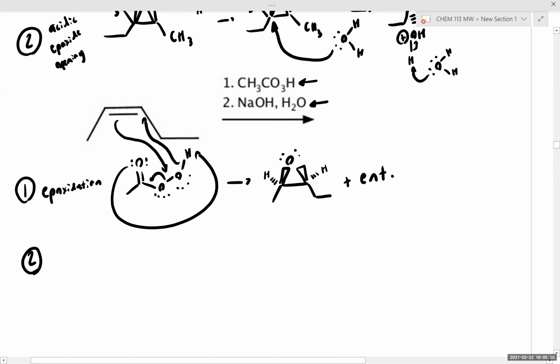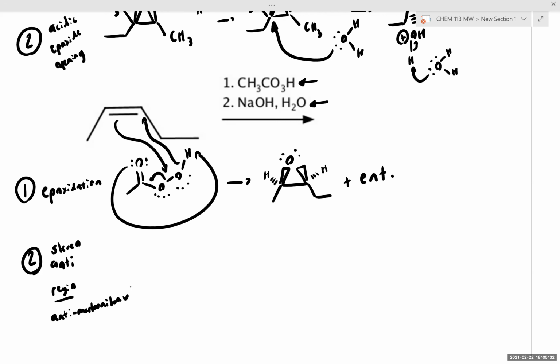So we see a lot of students commenting that we have anti-stereo control. And in terms of regio control, it's also anti-Markovnikov. What do we call the reaction conditions for the second step? What type of reaction is this second reaction? Basic epoxide opening, and I like to call it just an SN2.